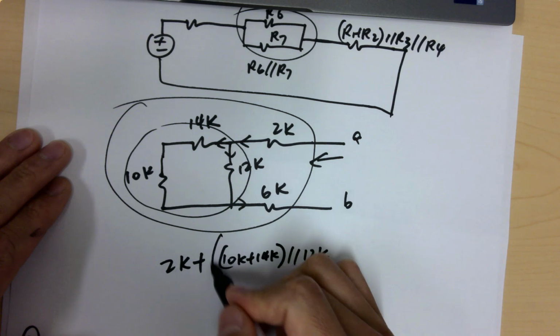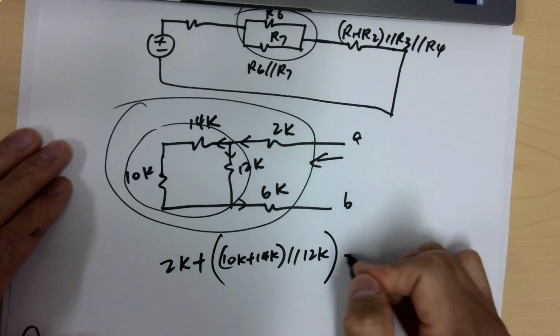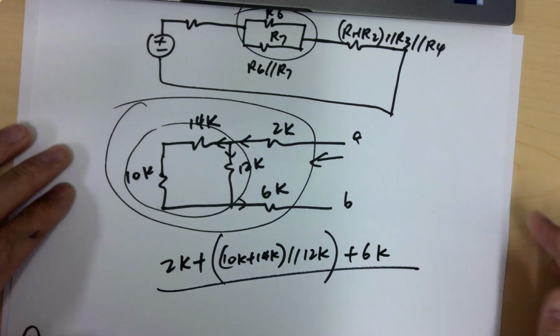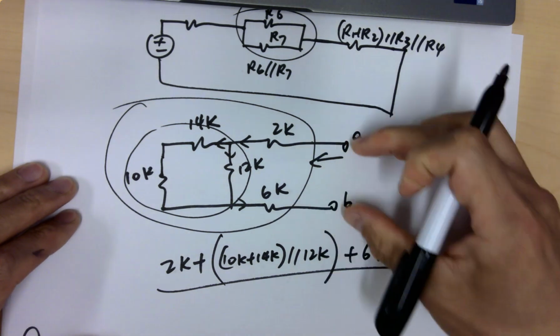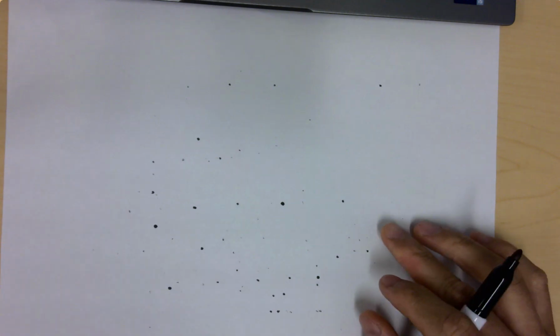So the total resistance of this black box is going to be 2K plus whatever is here in parallel, which is 10K plus 14K in parallel with 12K, and plus 6K. That's the overall resistance of AB. If you look into the AB ports, that's the overall resistance. Okay, let's move to the next.